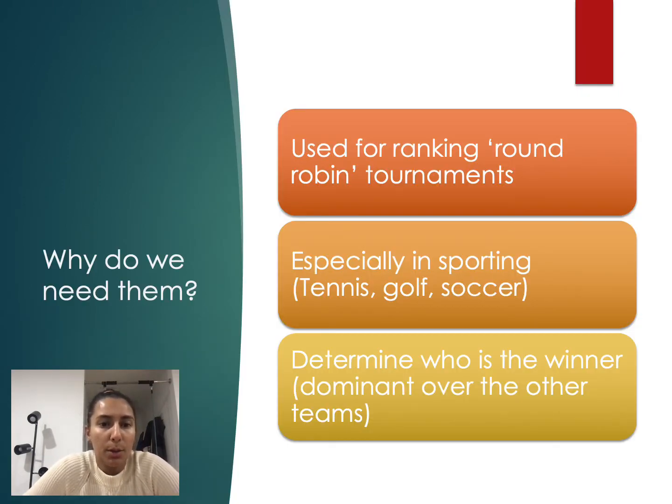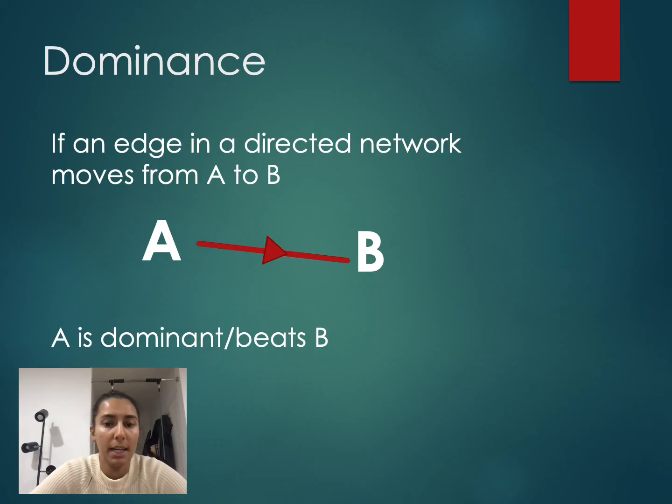All right, so why do we need dominance matrices? Basically, we use them for ranking. So we rank, for example, you can see up here, we use them for ranking round robin tournaments. So in sports such as tennis, golf, soccer, AFL is a round robin tournament. So it's a way to rank the order of how the teams or the individual players are. So we need to use edges.